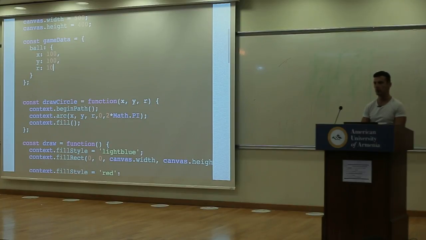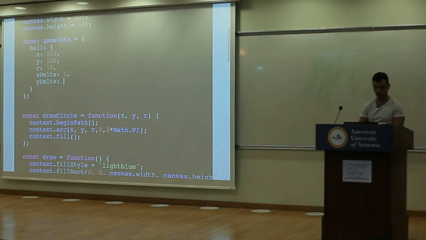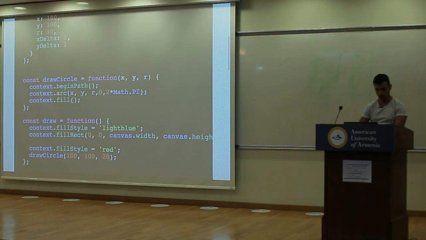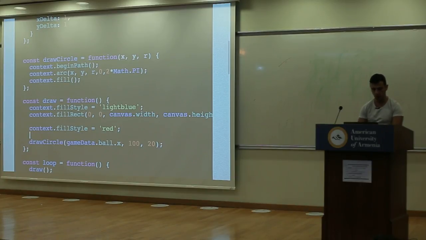Okay, so now let's give it an x delta and a y delta. Why do we need an x delta and a y delta? Because we need to move it. Exactly. So x delta would be 1, y delta also 1. Cool. And so here what I want to do is draw that. So drawCircle, gameData.ball.x. Now instead of writing gameData.ball.whatever, gameData.ball.whatever, let me just create a local variable called ball and do gameData.ball. And now I can just do ball.x, ball.y, ball.r.